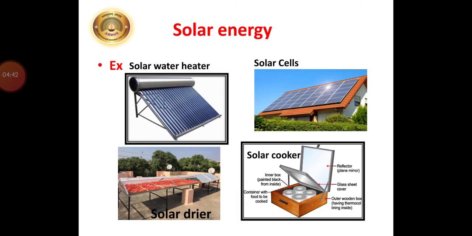Solar water heater is used to heat water. These heaters are placed on the roof of the house. Solar cooker is used to cook food. Solar dryer is used to dry grain. In solar cell, electrical energy can be obtained from solar energy. Solar electric plants have the capacity to produce electricity on a large scale.